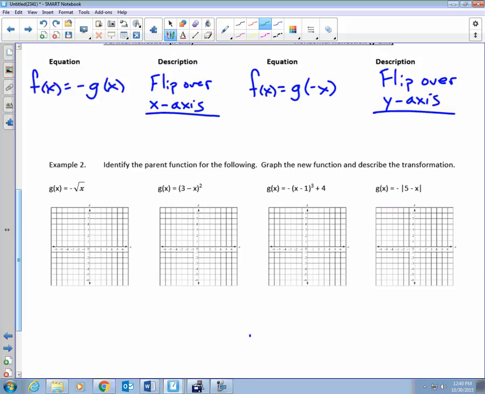So the first parent function, square root of x, looks like this. Is the negative on the outside or the inside? It's on the outside, so will it affect it vertically or horizontally? Vertically, so it's going to take it and flip it over the x-axis. The next one, is the negative on the inside or outside? Inside.